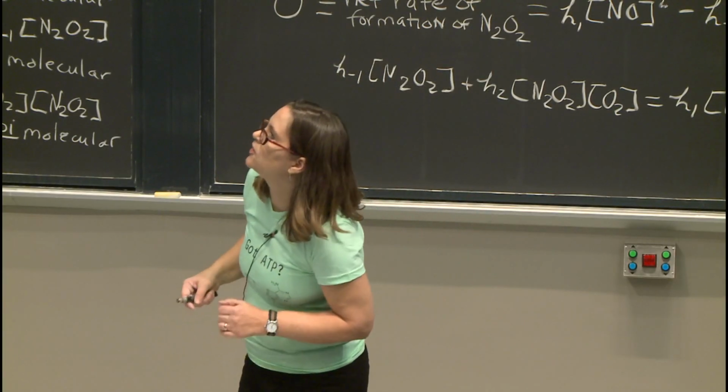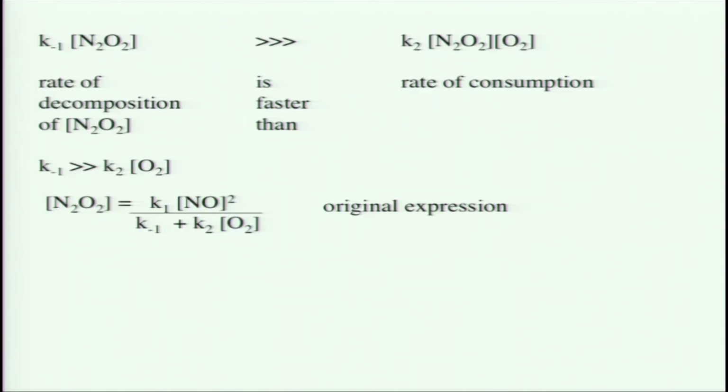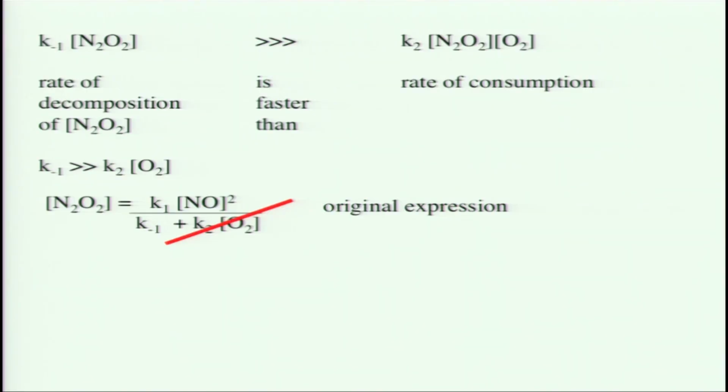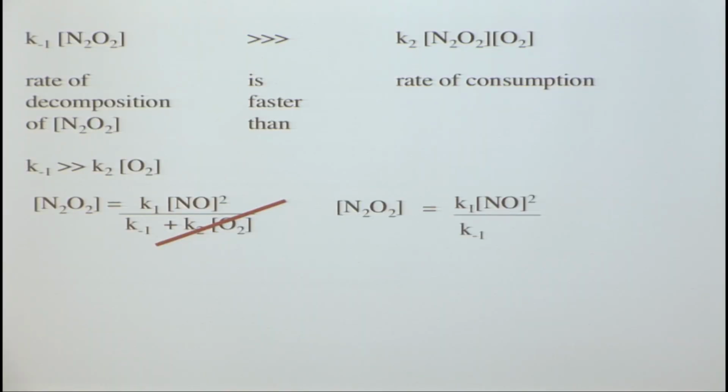So now we can go back and look at our expression for the intermediate. And we note that K minus 1 is in the bottom, as well as K2 times O2 is in the bottom of the expression. So if K minus 1 now is really big compared to K2 times O2, again, that's the fast step, that's the slow step, then this term pretty much doesn't matter and it can drop out. Because this is really small compared to that. And if we drop out this term, we can rewrite the expression like this. The concentration of our intermediate, rate constant K1, NO squared over K minus 1.